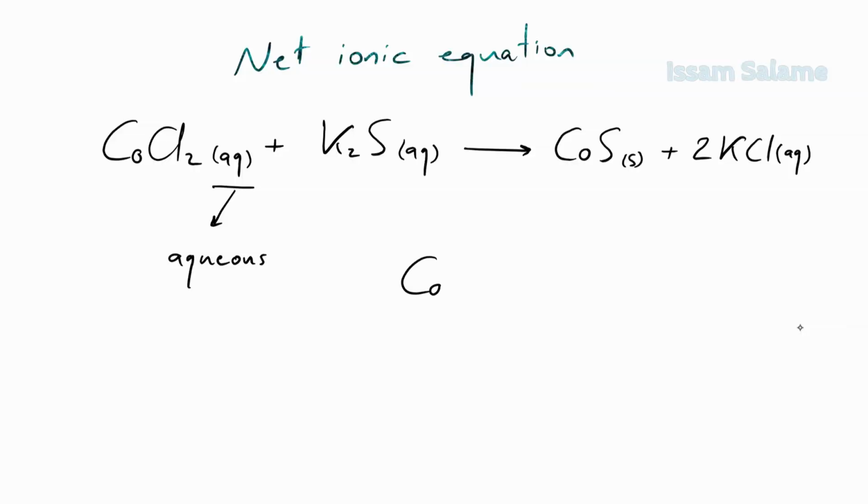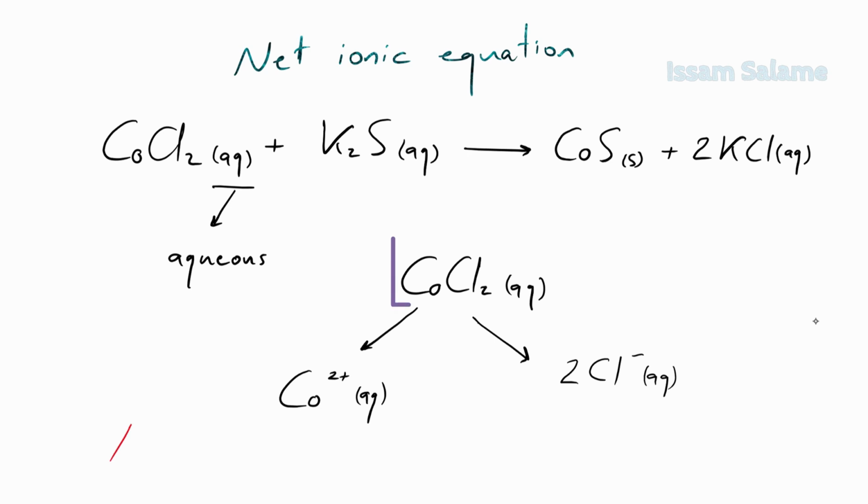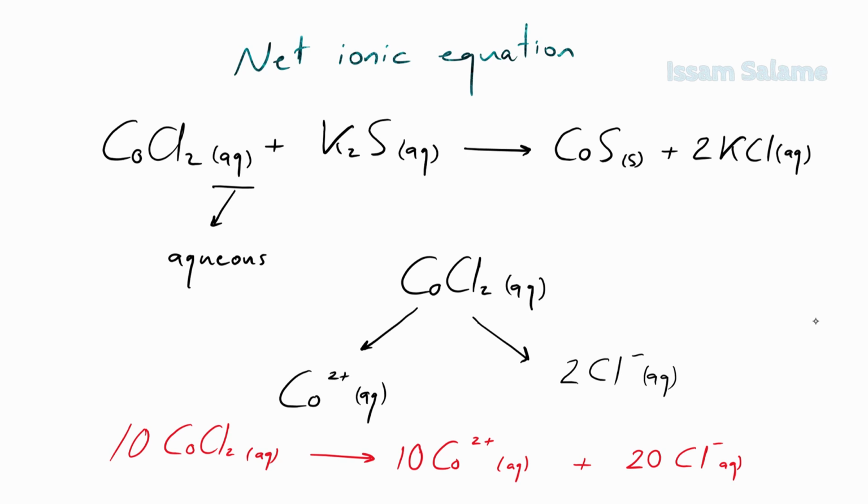Aqueous means dissolved in water, and ionic compounds, when they are dissolved in water, will be dissociated into ions. Like here, cobalt chloride will dissociate into cobalt ions and chloride ions. So if we have 10 moles of cobalt chloride, they are going to dissociate into 10 moles of cobalt ions and 20 moles of chloride ions, since in each formula unit of cobalt chloride, we have 1 ion of cobalt and 2 ions of chloride.